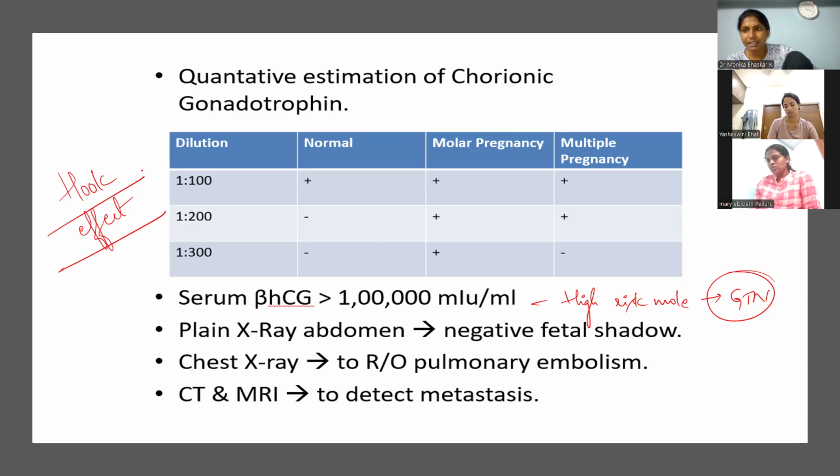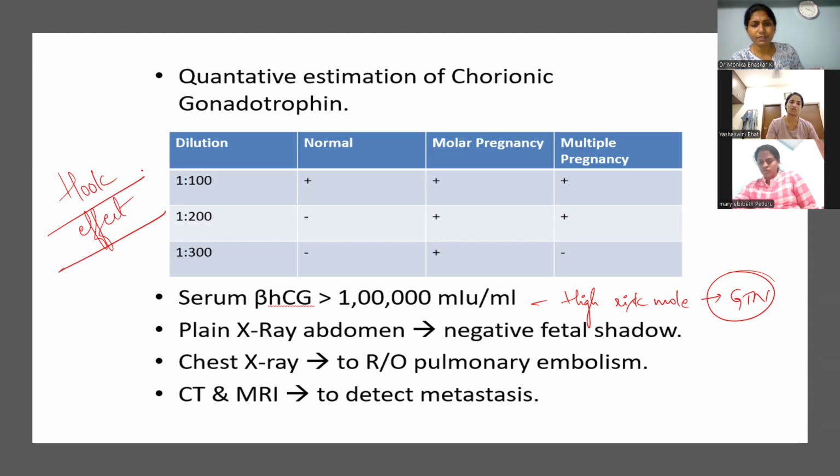Sometimes even if the beta HCG is so high, UPT shows negative. That is called the hook effect, where there is a surplus amount of beta HCG causing oversaturation of the antibodies present in the assay, and that is why it is showing negative. That time you have to do serial dilution and repeat UPT, or you can do a serum assessment of beta HCG. Understood? You understood what the hook effect is?